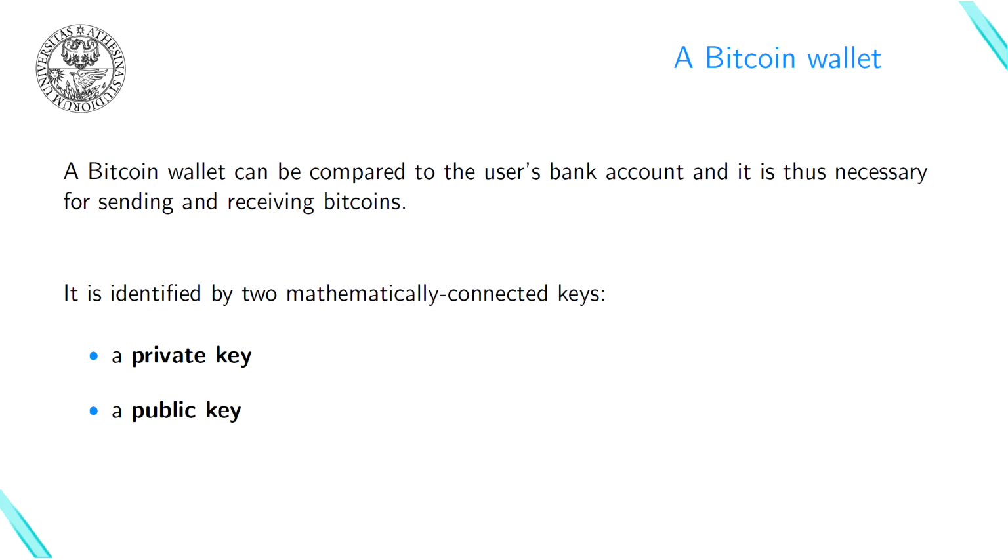A Bitcoin wallet is necessary to send and receive Bitcoins. For this reason, it can be thought of as the traditional user's bank account. In the Bitcoin system, the wallet is identified by a private key and a public key, which are mathematically connected.